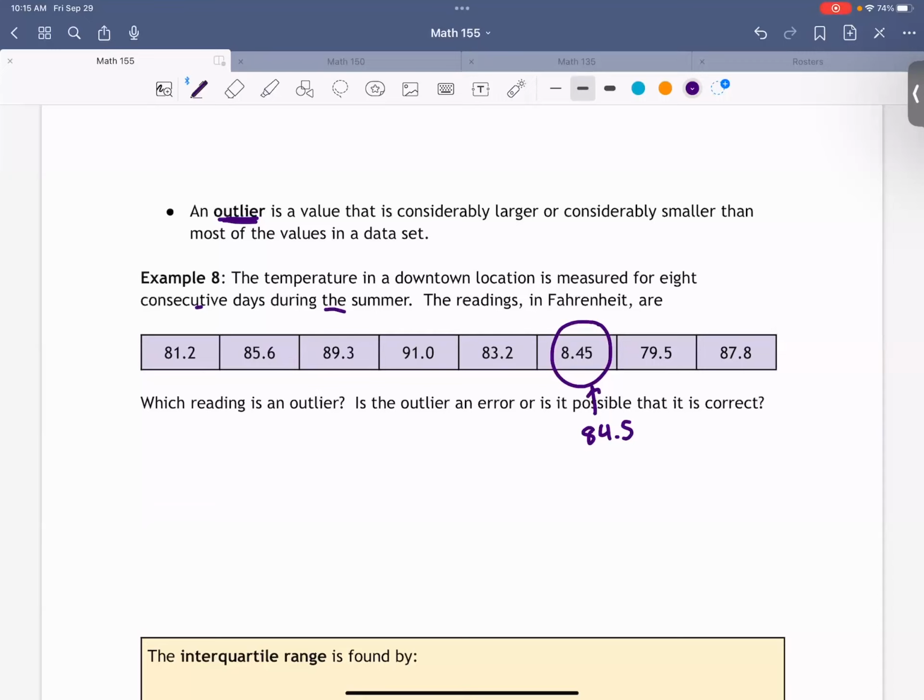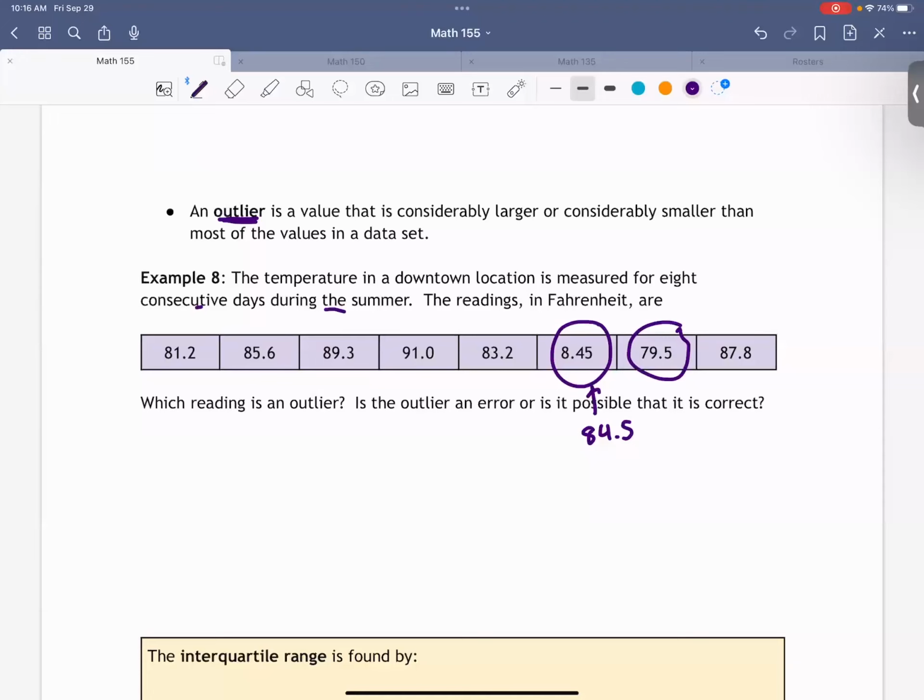Okay. Now, sometimes it's easy to look at a data set and say, oh, well, 8.45 is obviously an outlier. Sometimes it's a little bit harder. Sometimes you're not sure. For example, 79.5 is a little bit lower than the rest of them, but it's kind of weird.